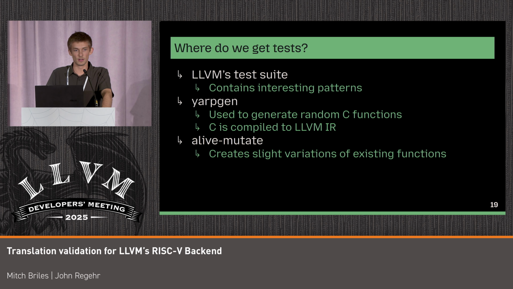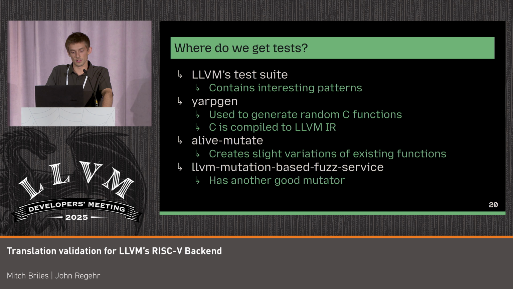Then we have Alive Mutate, made by UUFine, and it creates slight variations of existing IR. So it could be inserting some instruction, or inserting some argument, or changing a bit width, something like this. Then we also use this mouthful of a project name, the LLVM mutation-based fuzz service, and this has another good mutator. It's made by Yingwei Zhang, who has helped us a lot with this stuff.